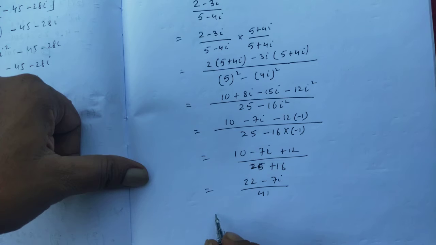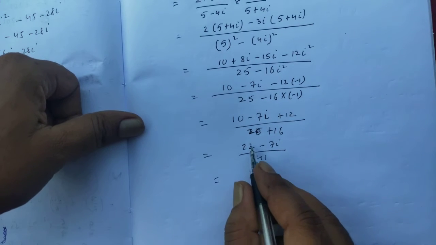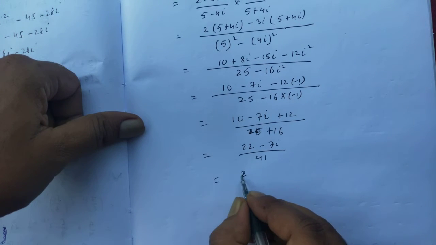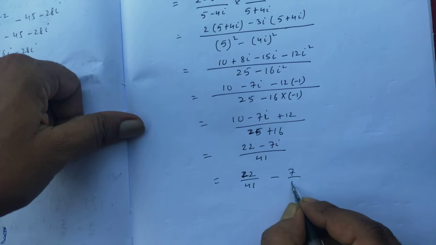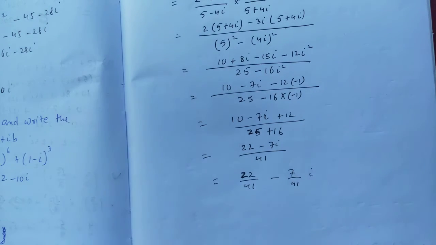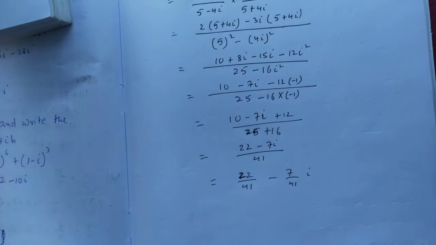So you write in standard form: 22 by 41 you write minus 7 by 41i. So this is your answer. You can pause the video and write.